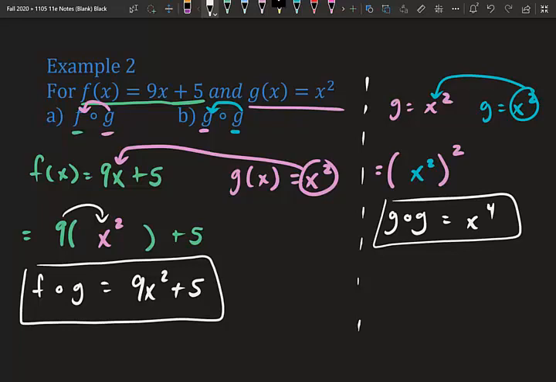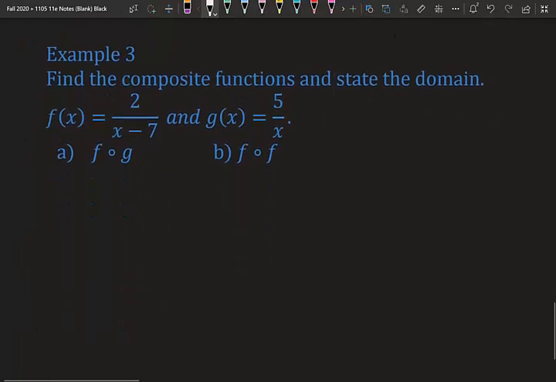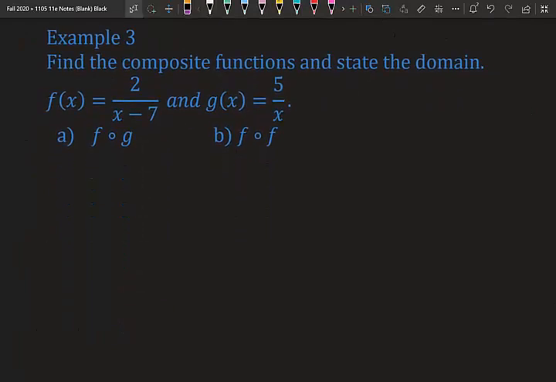Let's do composites with fractions, and then we're going to find our domain. If you don't have fractions, you don't need to find the domain, because your domain doesn't exclude anything, because there's no fractions and no radicals. So your domain is always going to be all real numbers. All right, let's find the composite and state the domain.